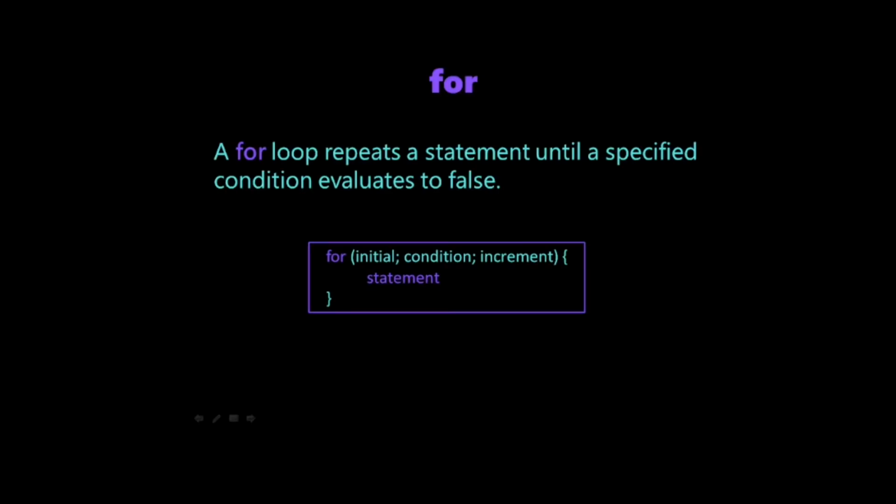Let's start with for loop. A for loop repeats a statement until a specified condition evaluates to false. Here we have our for loop. The initial expression tells us where to start, the condition tells us when to stop, and increment is an update expression. And here is a statement.